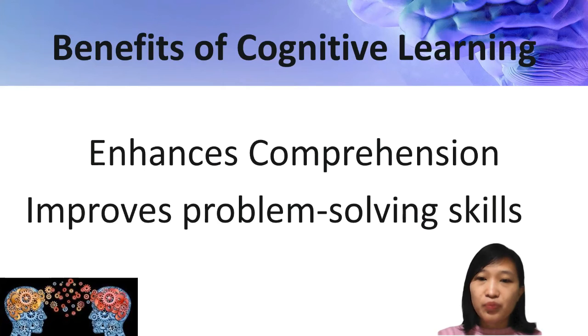We also have the third one, enhances comprehension. Cognitive learning improves learners' comprehension of acquiring new information. They can develop a deeper understanding of new learning materials. And the fourth one, improves problem-solving skills. Cognitive learning equips learners with the skills they need to learn effectively. They are thereby able to develop problem-solving skills they can apply under a challenging test.